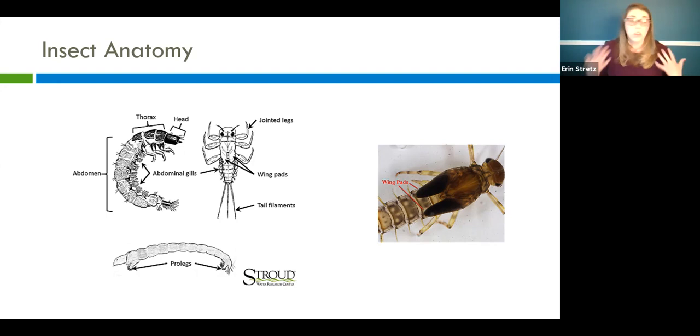And those gills are going to be moving around really, really well. You're going to see them kind of flapping around trying to find some oxygen. And so that's a really helpful indicator.